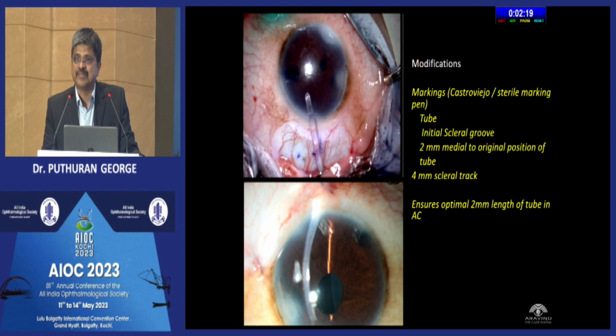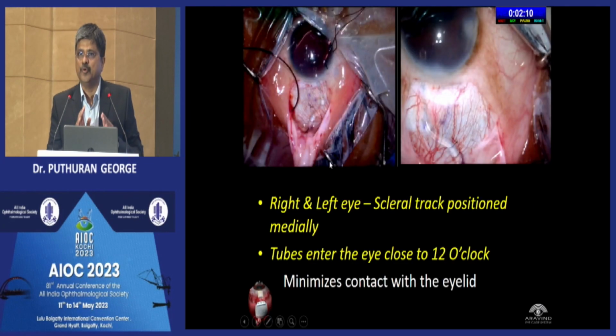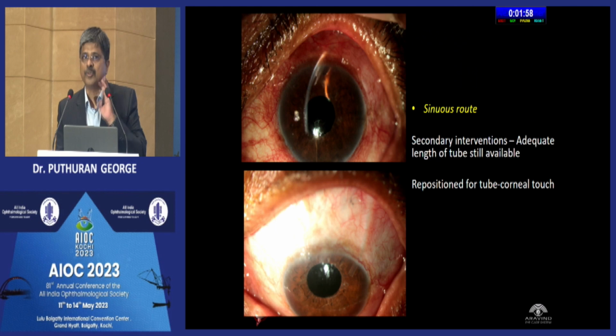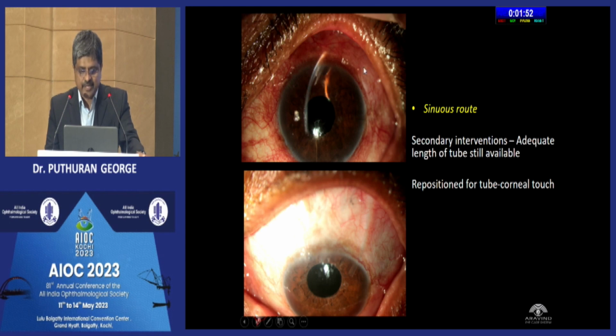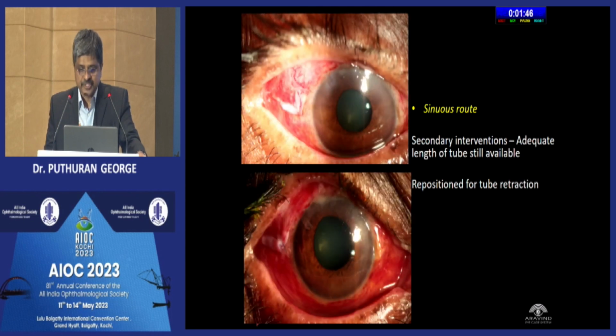Also, some precise measurements: you drape the tube over the cornea, measure 2 millimeters, make an anterior bevel, and if you position this tube 2 millimeters medial to the initial position, you get an adequate 2 millimeter length of the tube in the anterior chamber. Initially, we were always worried about these long tubes, short tubes. We also found that having a sinuous route like this helps with secondary interventions. If the tube was very close to the cornea, we had sufficient length still available because of the sinuous route to reposition it into the anterior chamber at a different position. Here was a tube retraction, again repositioned without the use of a tube extender or other tube extending devices.